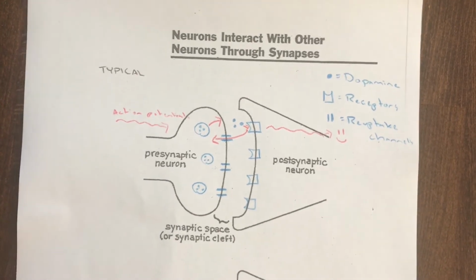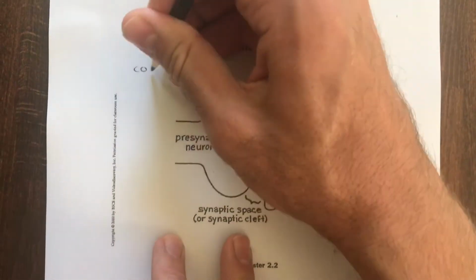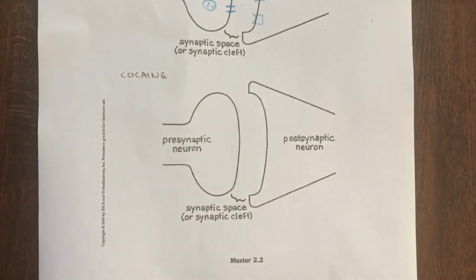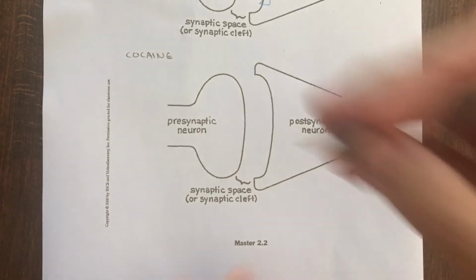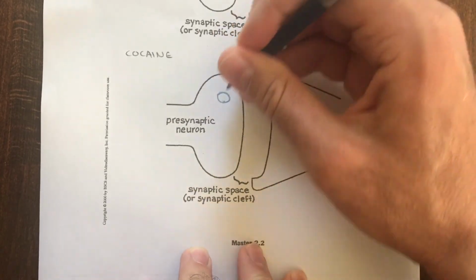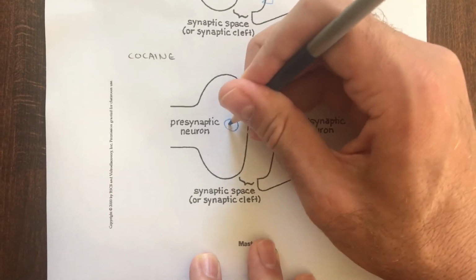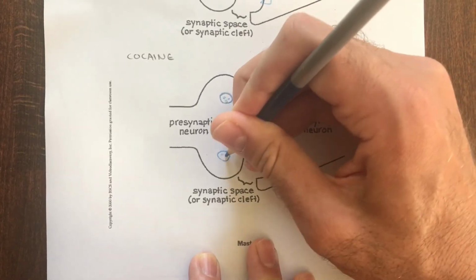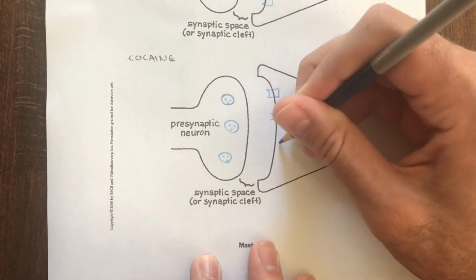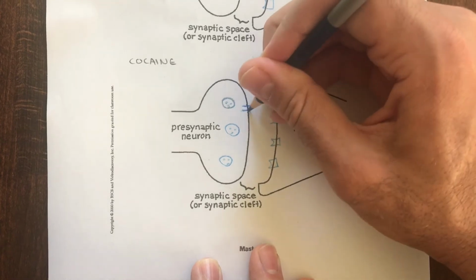Now, let's introduce cocaine to the mix. On this bottom picture, we're going to write cocaine, and we're going to quickly set up the exact same situation. We've got our synaptic vesicles with dopamine in there. We've got our receptor proteins, the same number. We've got our reuptake channels.